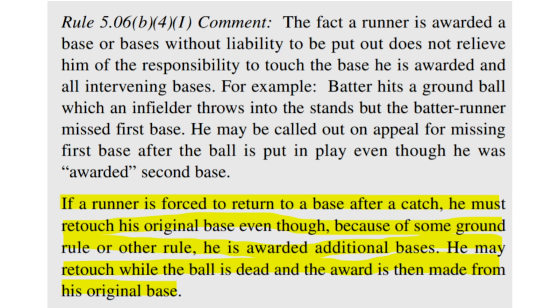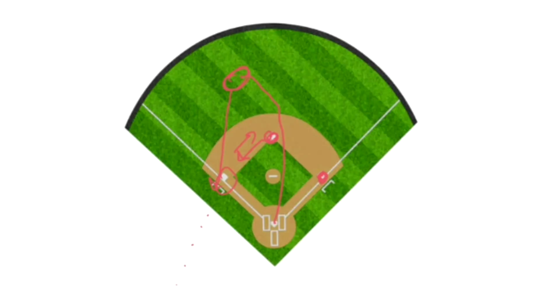So in this situation, the runner started off on second. He had legally occupied second base. The ball was then caught. He retreated back to second base to tag. Even though the dead ball had been called, he should have then been awarded home.